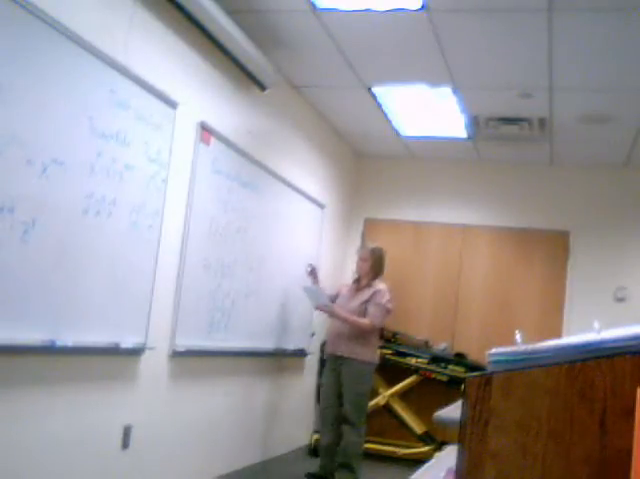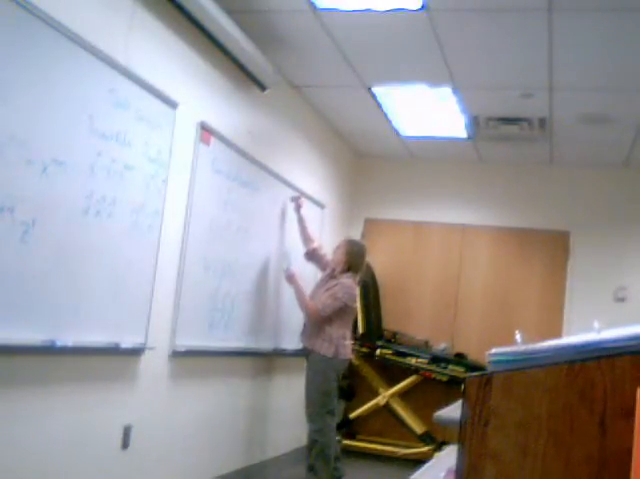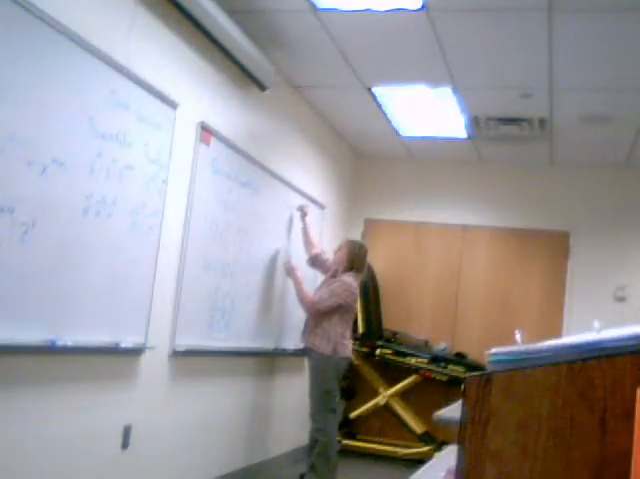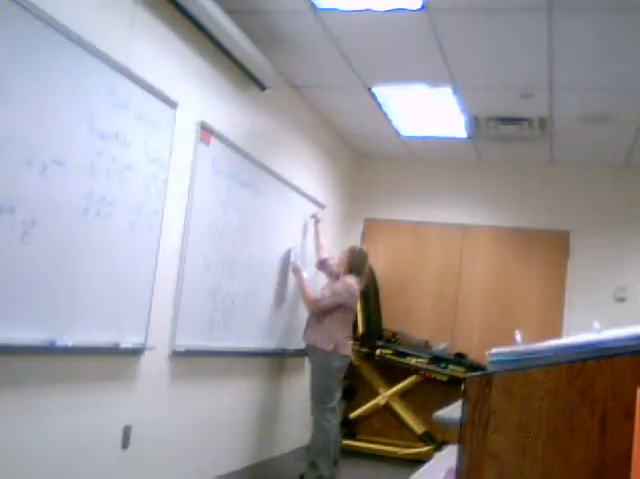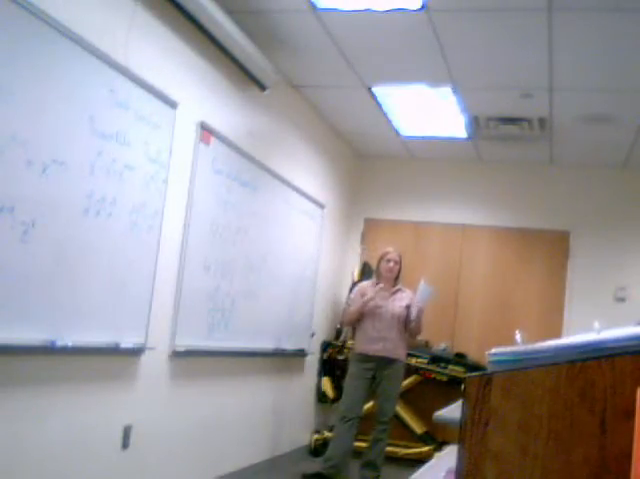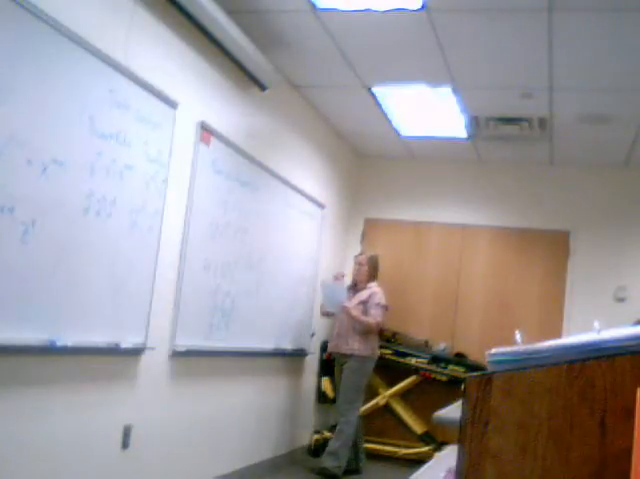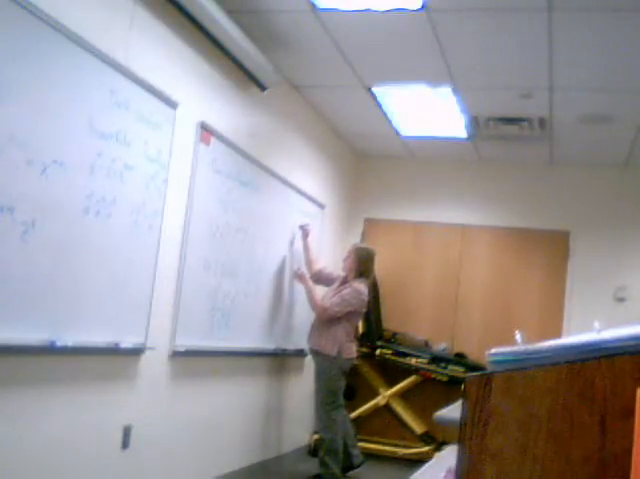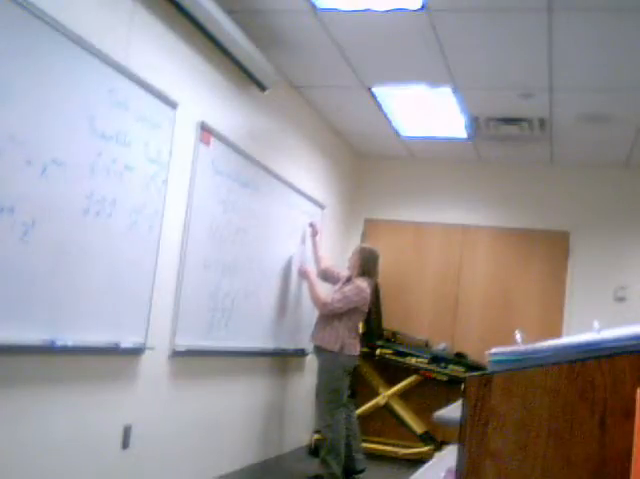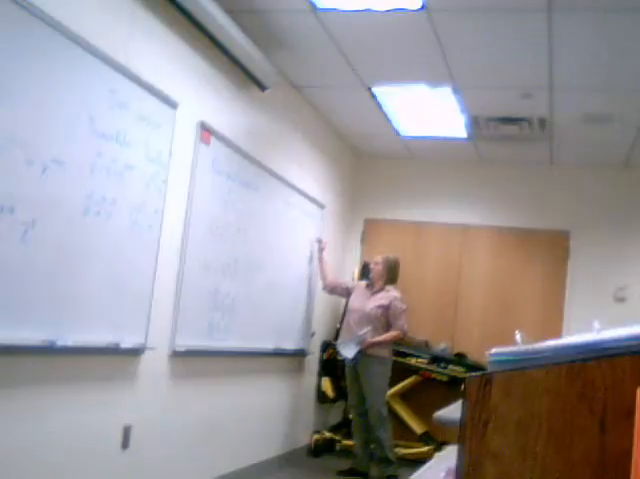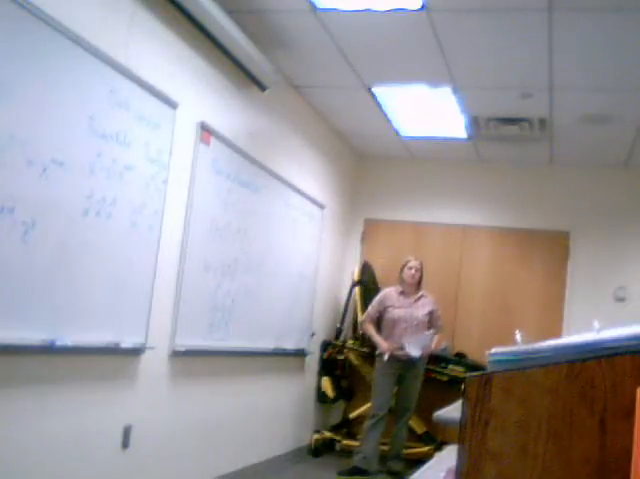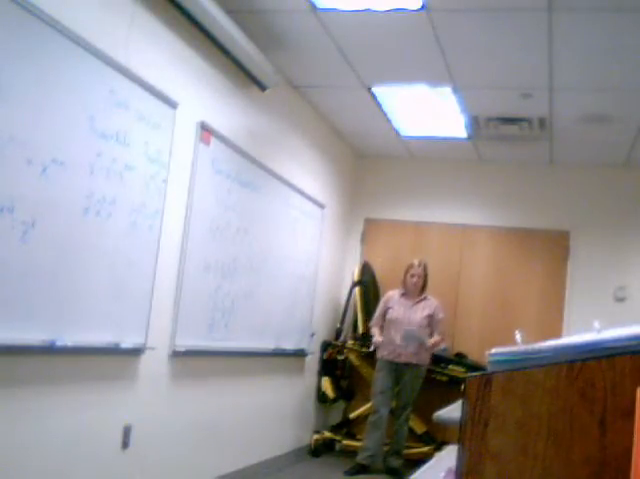Okay. The next is the same idea, but it's the power of a quotient rule. So basically the quotient rule is what we did with division, and now we're raising it to a power. It says (x over y) to the n is just x to the n over y to the n. And y cannot be 0. They always write that in there to make sure you know that.